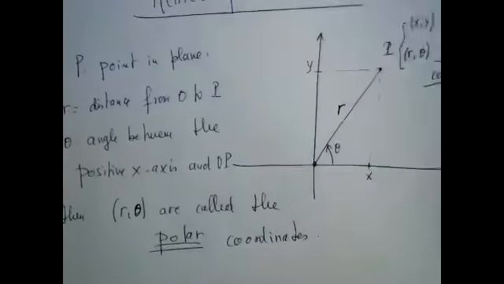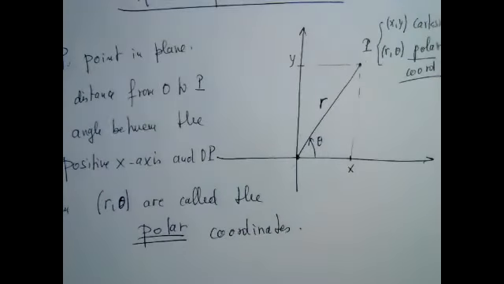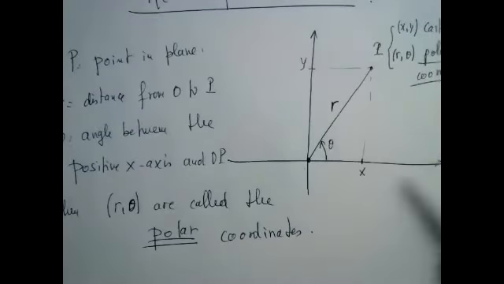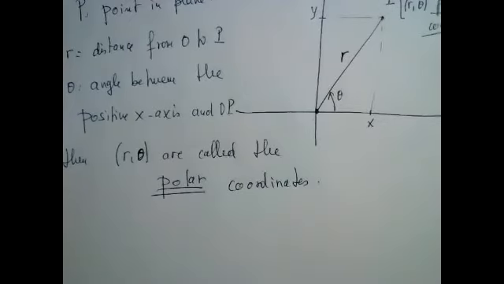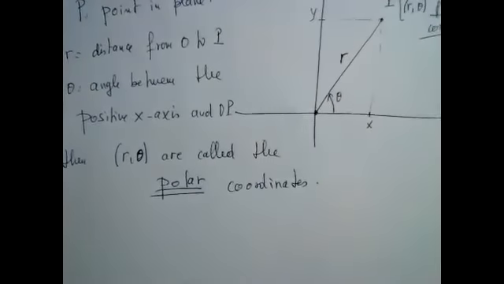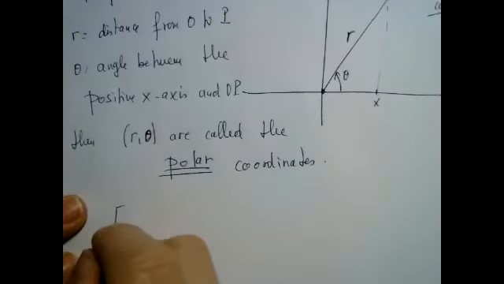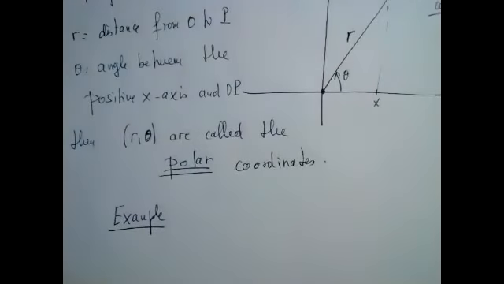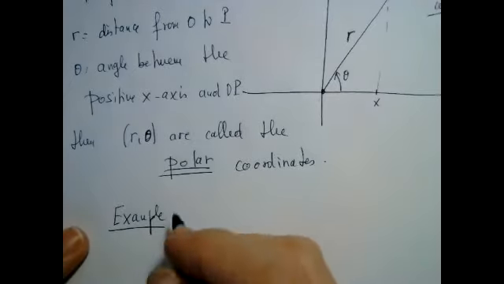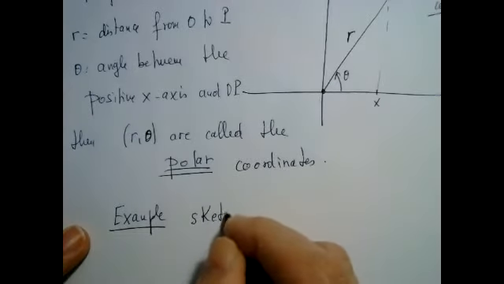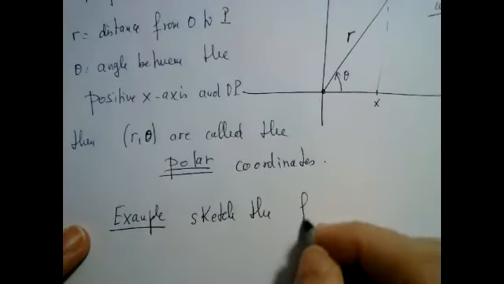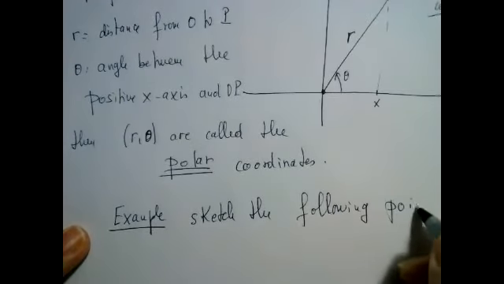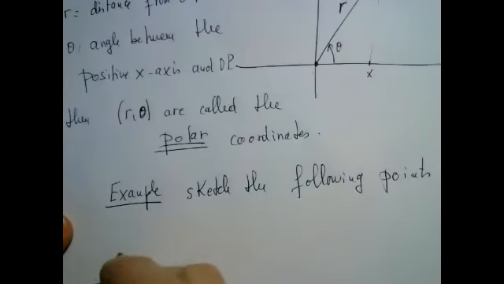So it's just a way to locate a point in the plane. I can locate a point either by giving you the x and y or by giving you the r and theta. It's basically just locating a point. So quickly, I'm going to give you points in polar coordinates and we're going to draw them. Sketch the following points with the given polar coordinates.